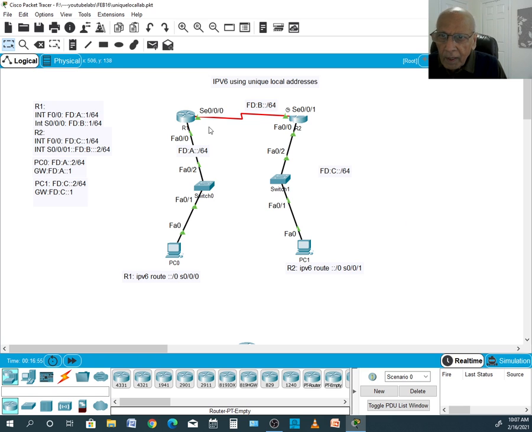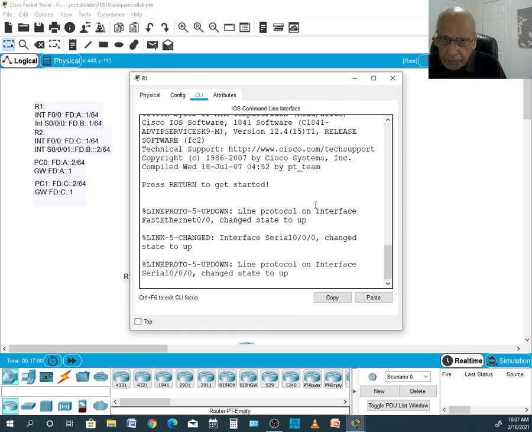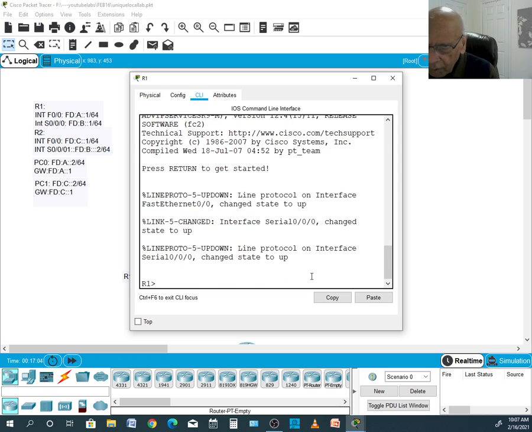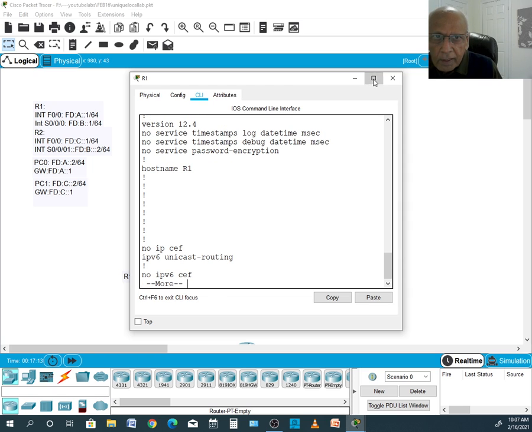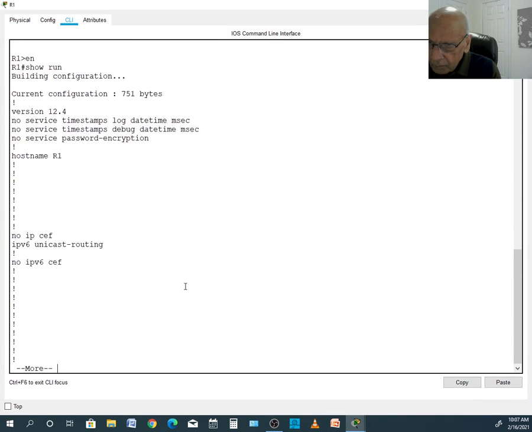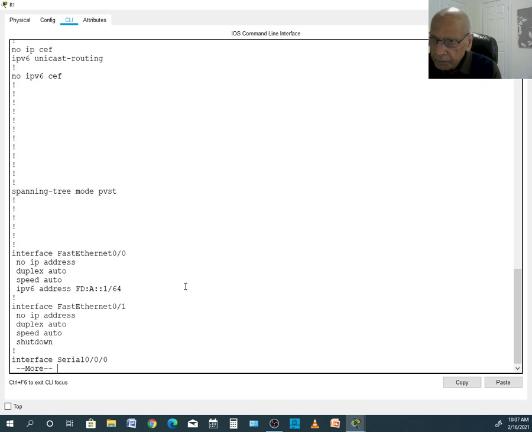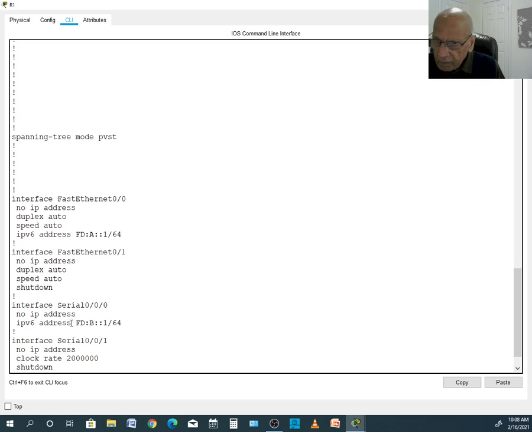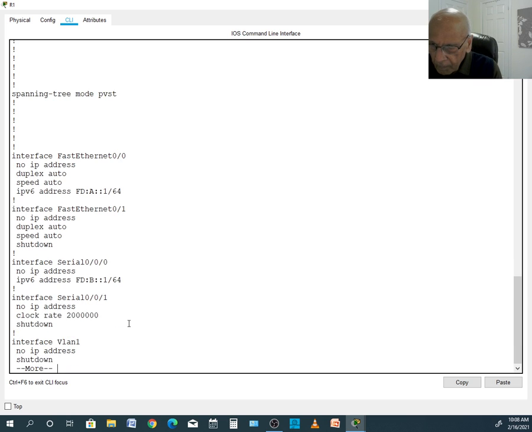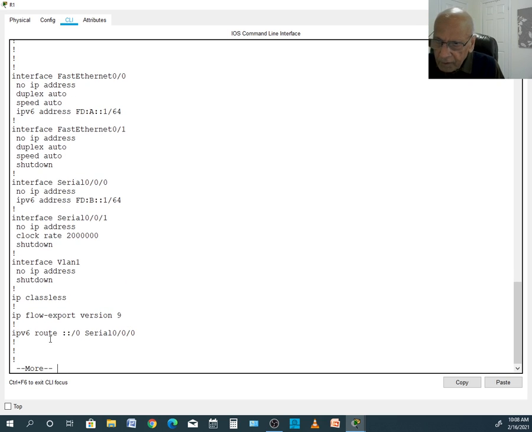So let me open my router 1 and I want to show you the configuration. So we are on router 1. Let's go enable, and I want to show you show run. I want to see what I have configured here. Running-config means the interfaces. If you look at those, right there, interface FastEthernet 0/0, IPv6 address FD:A::1/64. Then on my interface serial 0/0/0, IPv6 address FD:B, this is the network ID, ::1, which is the host side, /64. And then IPv6 route ::/0 is the default, and my outgoing interface, which is serial 0/0/0.